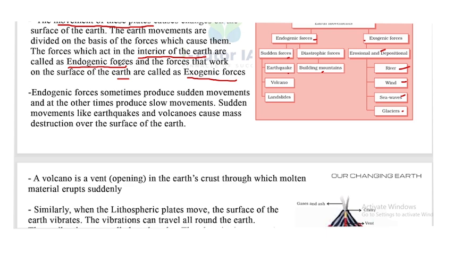Now endogenic forces sometimes produce sudden movements and at other times produce slow movements. Sudden movements like earthquakes and volcanoes cause mass destruction over the surface of the earth. So sudden forces are earthquakes, volcanoes, landslides.